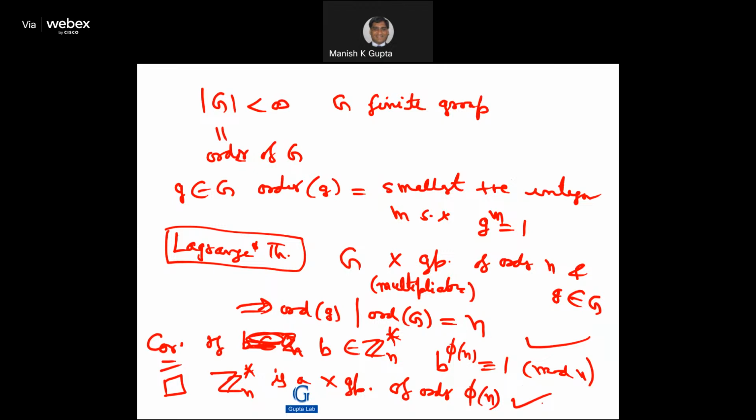So this is a result, and why will this be true? Because what is the size of Zn star? Zn star consists of all elements which have GCD 1 with n. So this is essentially phi of n, the Euler totient function. Those many elements will be there, right? So Zn star is a multiplicative group of order phi of n, and hence b raised to phi of n will be congruent to 1 mod n. So it's very interesting. If you know the structure of groups, you can do many things.